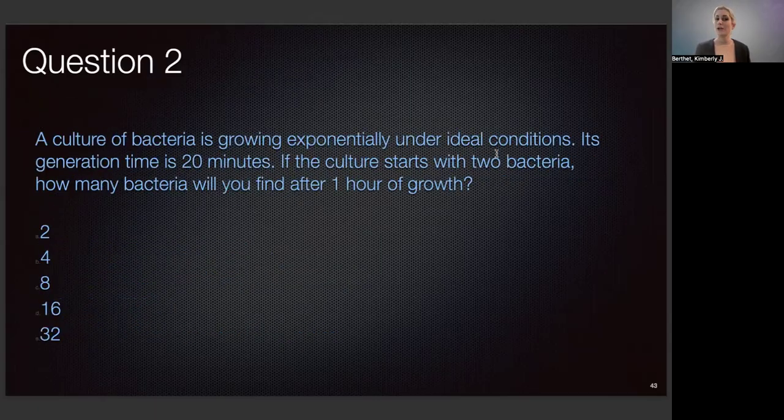Question number two, a culture of bacteria is growing exponentially under ideal conditions. Its generation time is 20 minutes. The culture starts with 2 bacteria. How many bacteria will you find after 1 hour of growth? So again, you can think about this and start doing simple math. You may or may not need a calculator for this one. We'll go ahead and move on to the answer of this one.